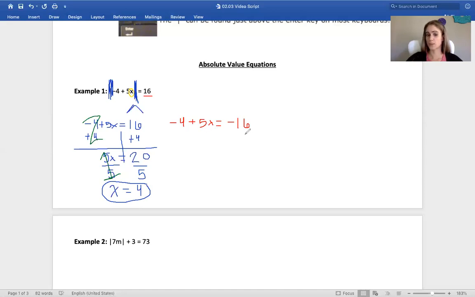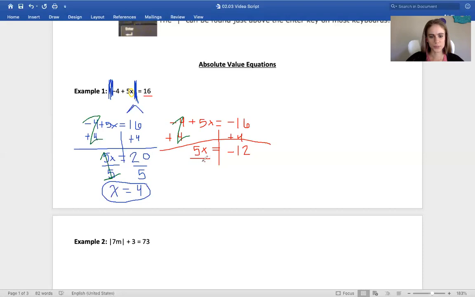But we do have a second option over here in red because the inside of your absolute value could become a negative 16. All right, so very similar steps. We're still going to add 4 to both sides. A little sloppy, that's okay. Negative 4 plus 4 is still 0. Bring down our 5x. But this time on the right, it's a negative 16 plus 4. So what's that? Yeah, negative 12.